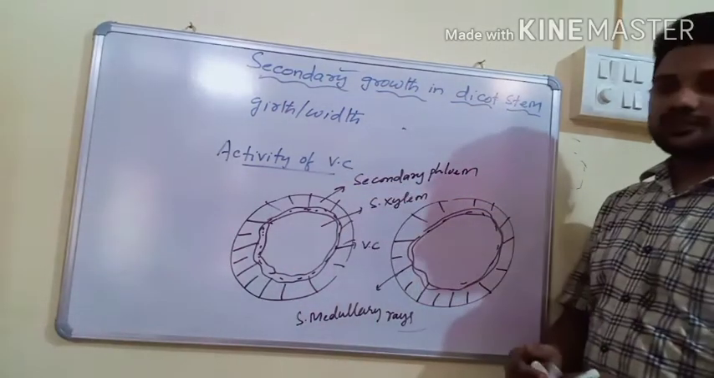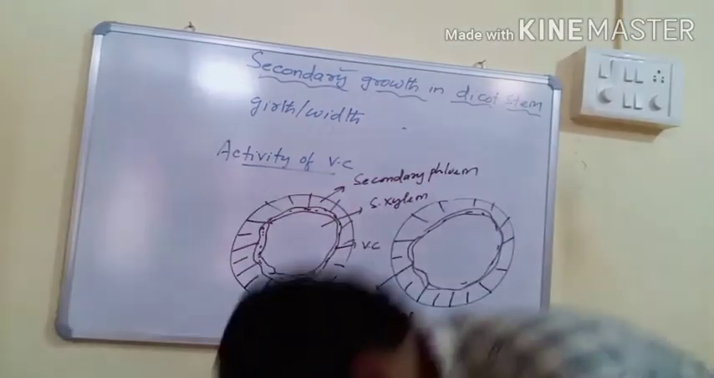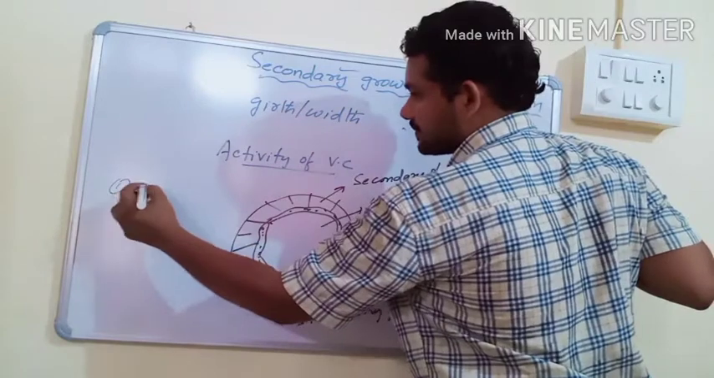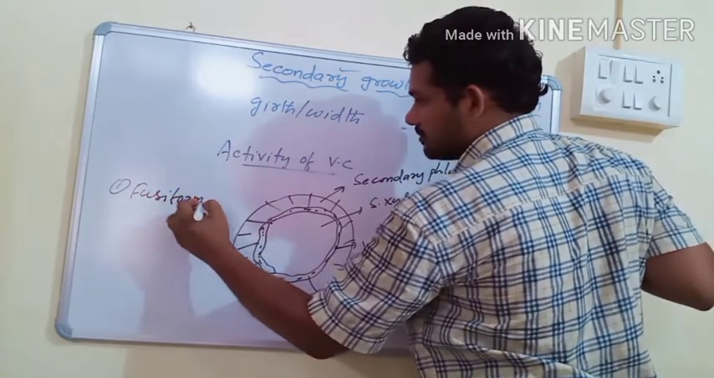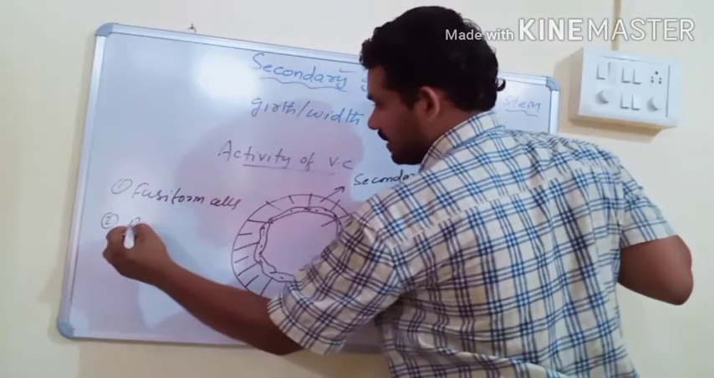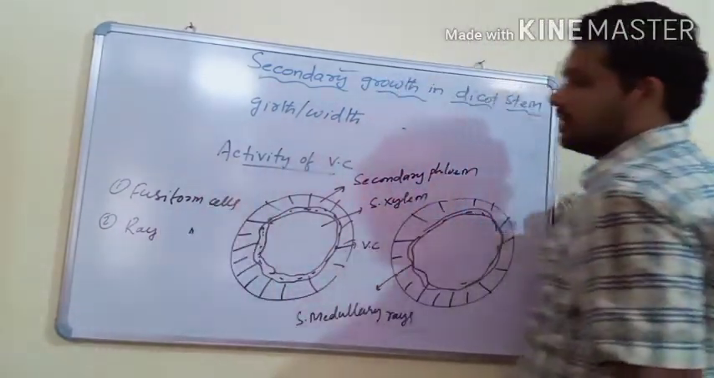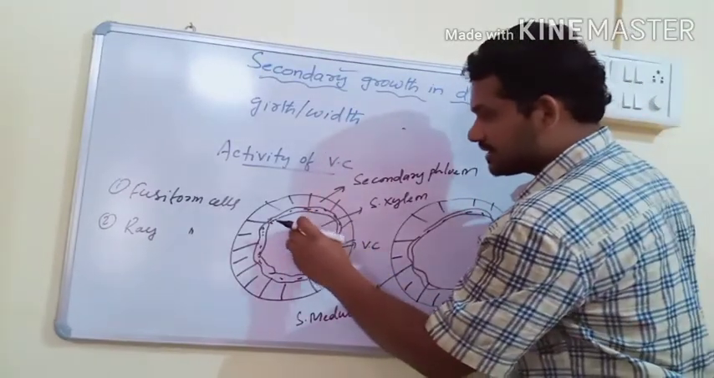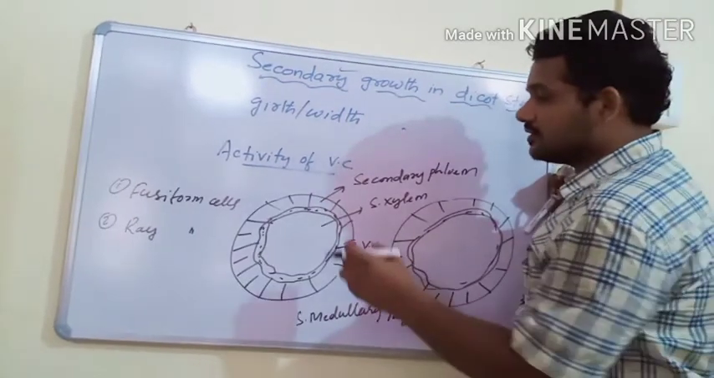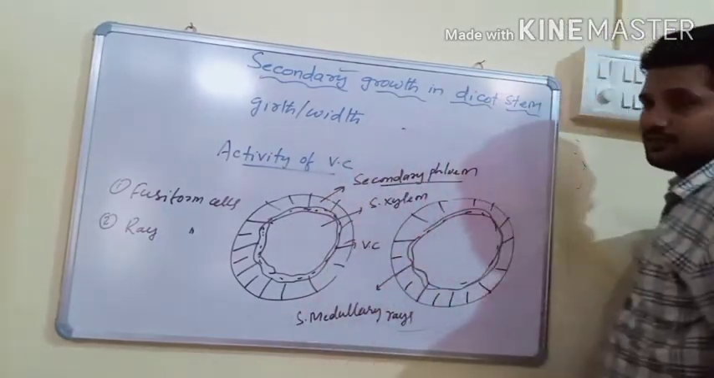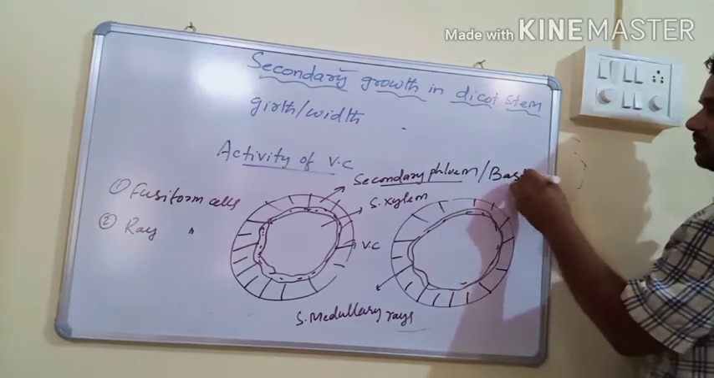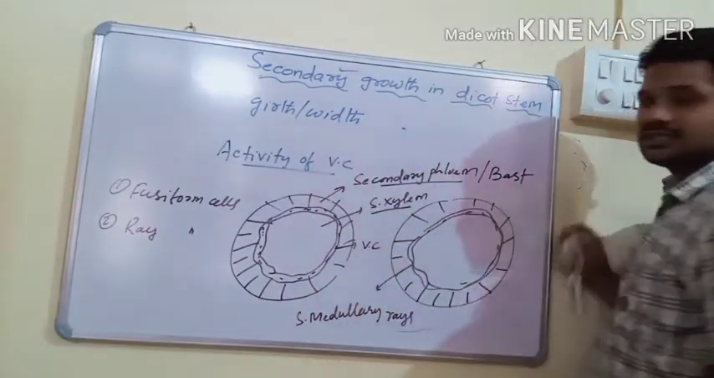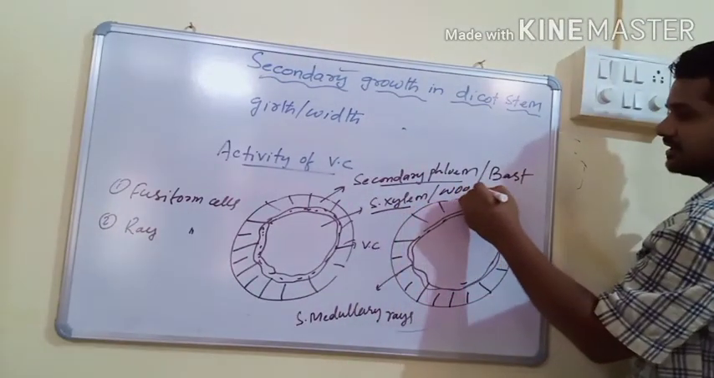So, the activity of vascular cambium. What is the activity of vascular cambium? The vascular cambium has two types of cells: fusiform cells and ray cells. The fusiform cells usually cut off cells towards both the inner side and outer side. The cells cut off towards the outer side are called secondary phloem. Secondary phloem is also called bast. The cells cut off towards the inner side are called secondary xylem. Secondary xylem is nothing but wood.